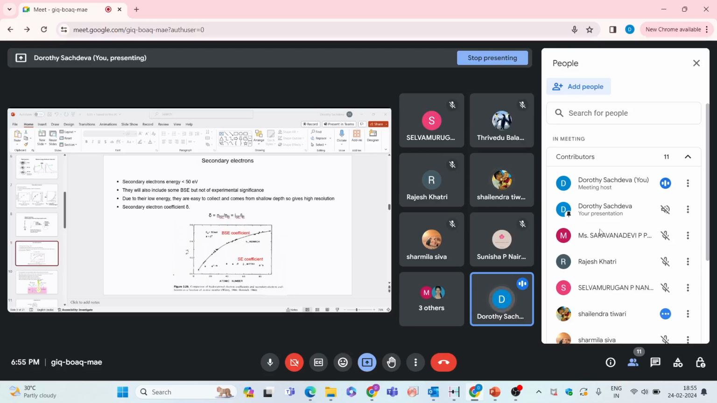I told you in the last class also that this is just a vague statement, but everyone is following it. There is no specific energy term such that if the energy is lower than it, it will be a secondary electron. It is just a statement which we generally use to tell everyone that the secondary electrons are the ones which have a lower energy as compared to BSE. That's all.